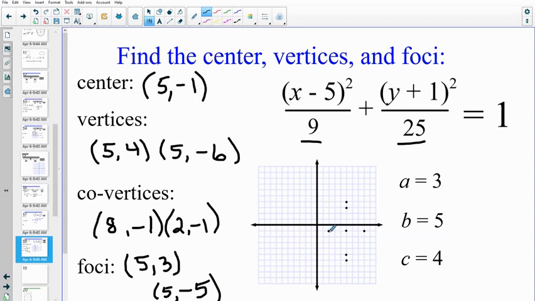There are my foci. I wonder if I've got a tool that'll just draw an ellipse. Let's see if I can make this work. Oh, there we go. I'll go with that. Much better than me trying to freehand it. So there we go. That is how to figure out all the properties of ellipses.